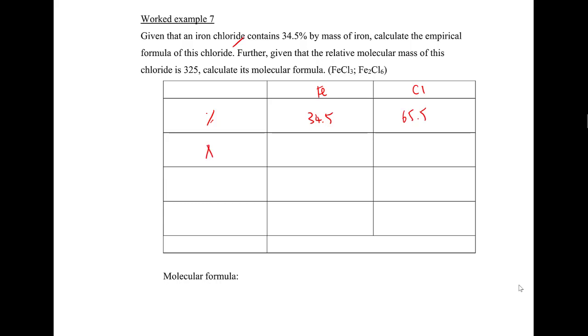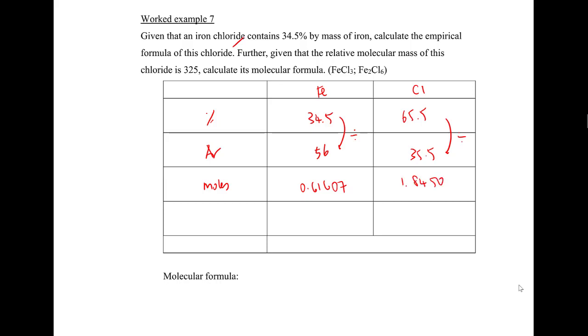In the next row, we're going to write the AR. So iron is 56 and chlorine is 35.5. In the third row, we're going to find the moles, and that's basically the first row divided by the second row. So we take the number on top, divide by the number below. You take 34.5 divided by 56. You get 0.61607. I'm just going to write that as 5 significant figures. 65.5 divided by 35.5, you get 1.84.